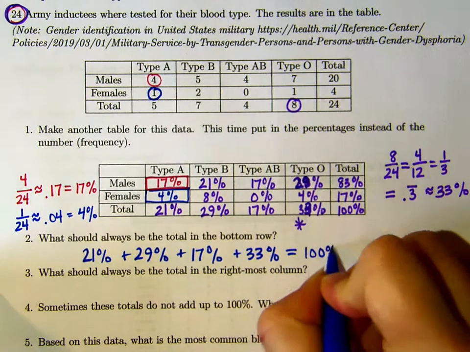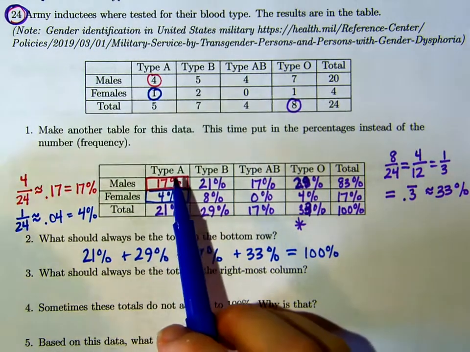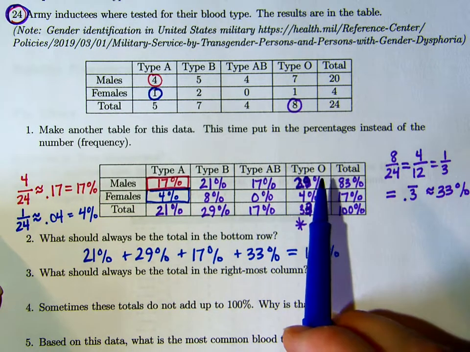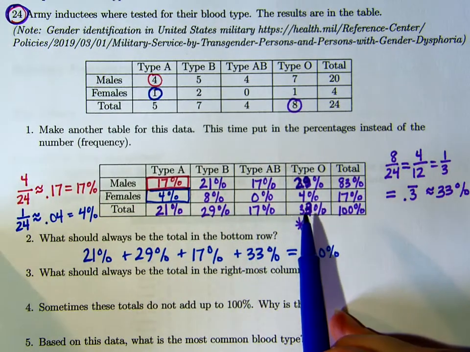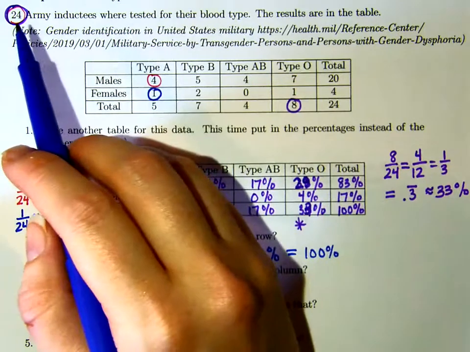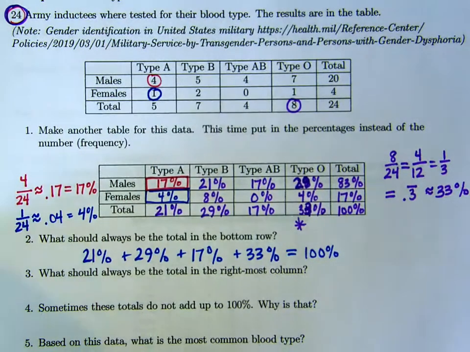Okay, so 100% of people have to be of type A, type B, type AB, or type O blood, basically, is what that is saying. So in this bottom row, these should really total to 100% of everyone who got their blood type tested.